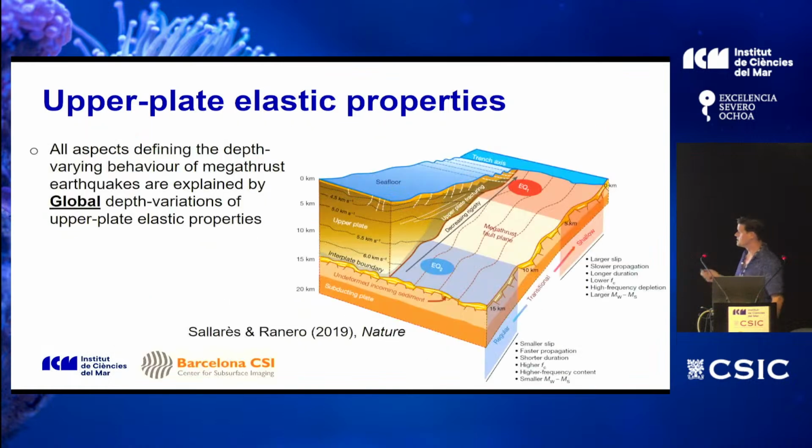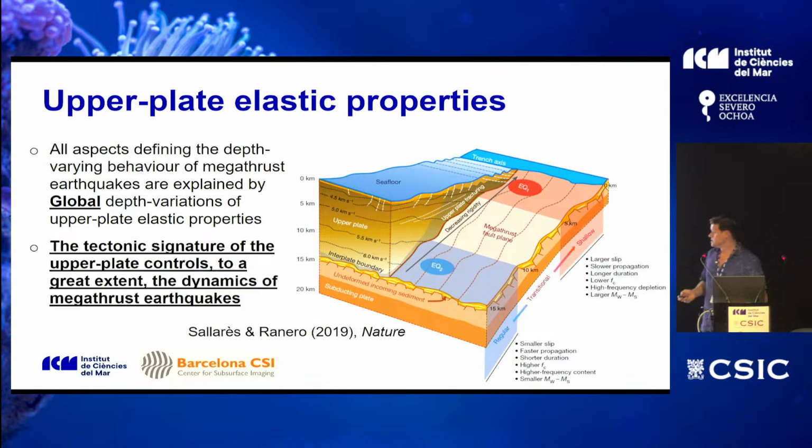Now, this conceptual model basically explains all the depth-varying behavior of megathrust earthquakes with a global depth variation of upper plate elastic properties. But what does this mean? This basically means that the tectonic signature of the upper plate controls to a great extent the dynamics of megathrust earthquakes. Therefore, we need to understand the structure of the upper plate if we want to predict the dynamic behavior that a potential megathrust earthquake would have in the megathrust.